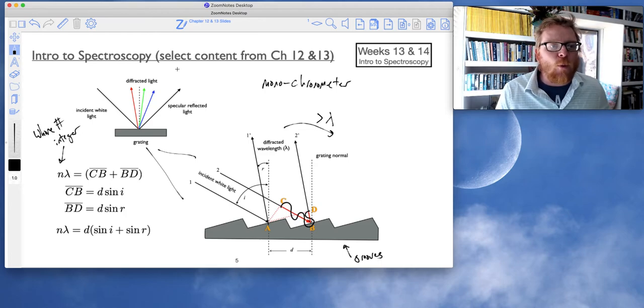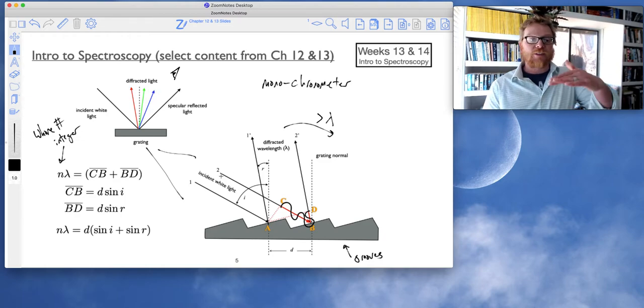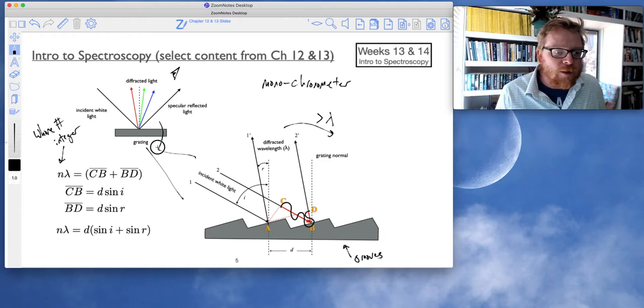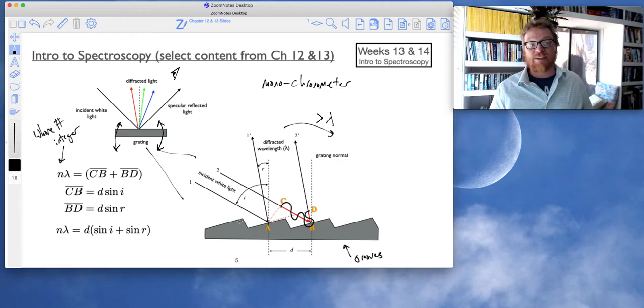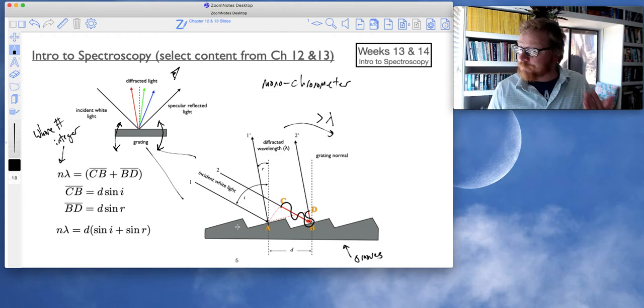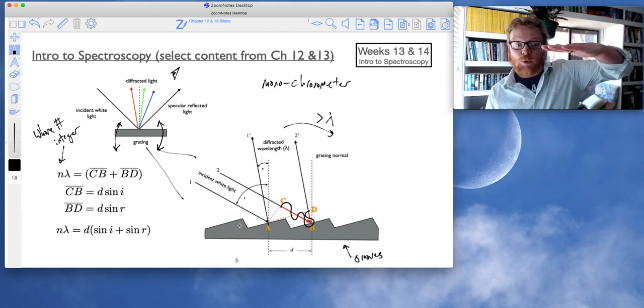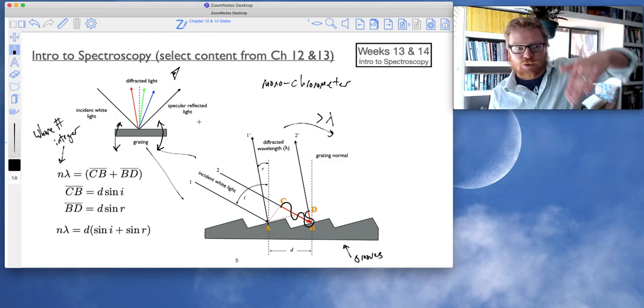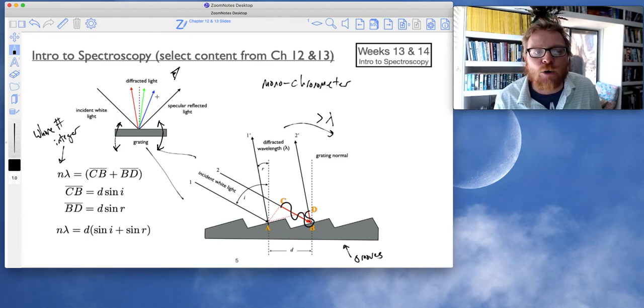And so typically the way that this works now, if I draw my detector up here, I don't want to detect the specularly reflected light. I want to detect the different colors. This grating will pitch and roll to give us those angles that we want, right? So that grating will actually move, so it moves the desired wavelength into the path of the detector, okay?